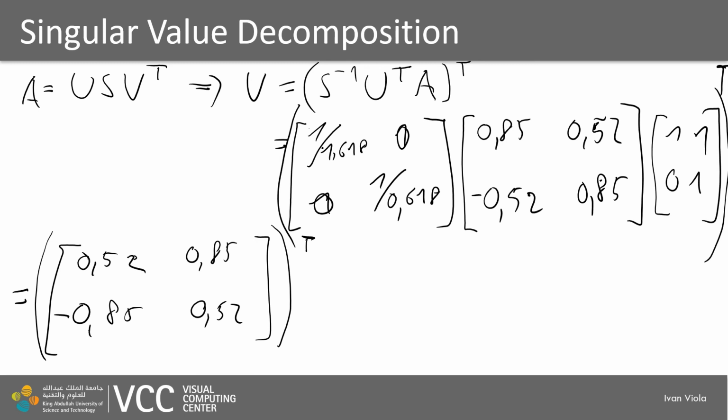But in our singular value decomposition, we have U, S, and V transpose. So this is equal to V, and the transpose of the transpose will be equal to this matrix. So this is the actual matrix V transpose. Okay.